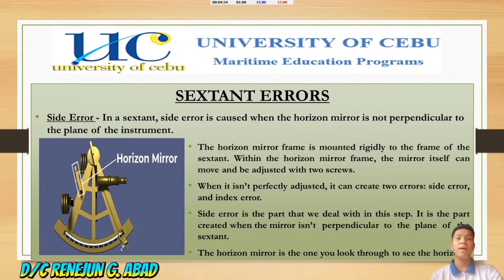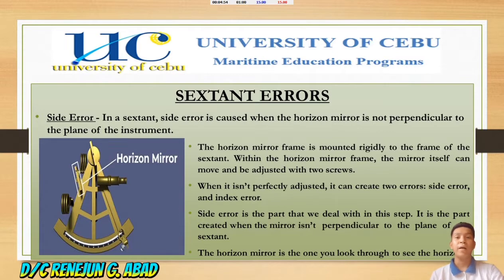So next is the side error. In the sextant, side error is caused when the horizon mirror is not perpendicular to the plane of the instrument. The horizon mirror frame is mounted rigidly to the frame of the sextant. Within the horizon mirror frame, the mirror itself can be moved and adjusted through screws. When it is perfectly adjusted, it can create two errors, side error and index error.